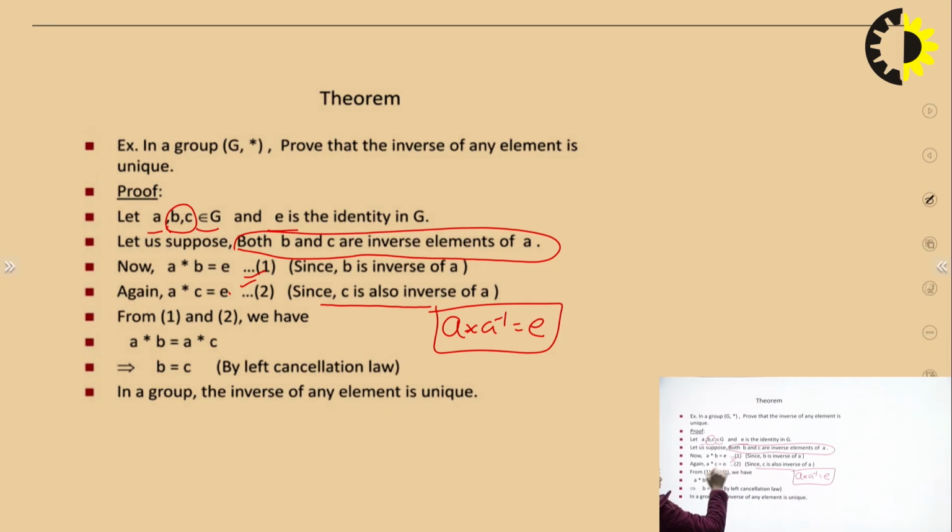So we can equate both: A into B is equal to A into C. So by the left cancellation law, this implies that B is equal to C. So for the particular group, we can say that B and C are not different elements. B and C are the same element, which is the inverse of A. So in a group, if the identity exists, it is a unique element. If the inverse exists, then there is a unique inverse for every element.